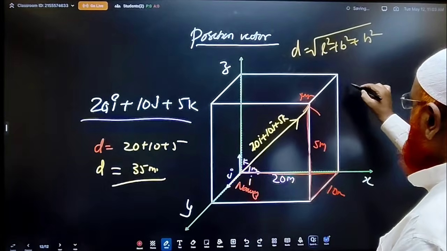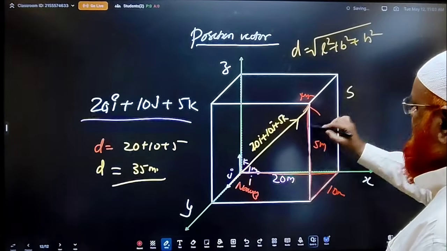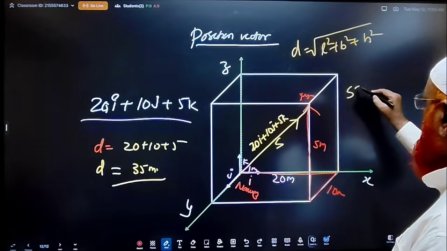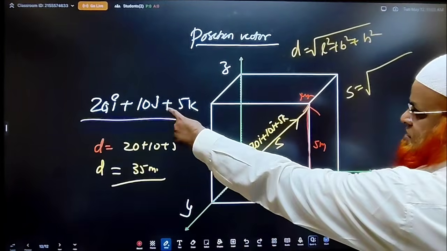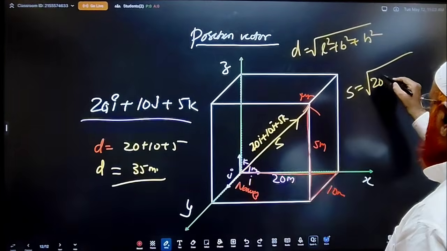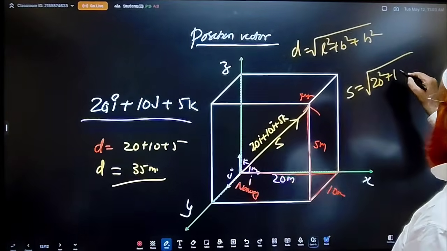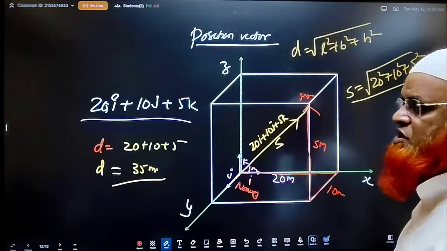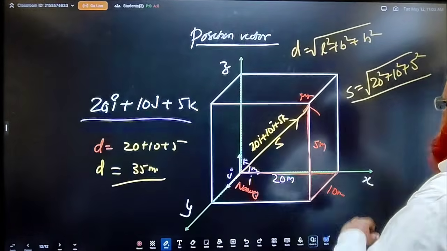We are applying the diagonal, which is nothing but displacement here. Here this becomes displacement, this becomes distance. Displacement means what you will write now: just i coefficient whole square plus j coefficient whole square plus k coefficient whole square, under root, gives you displacement. If you want to find out the displacement, you have to write like this.